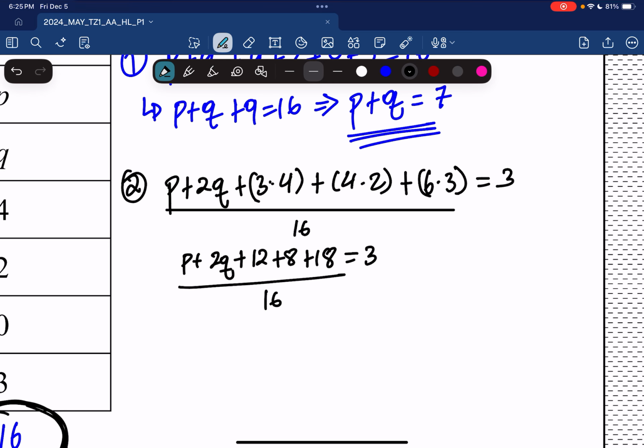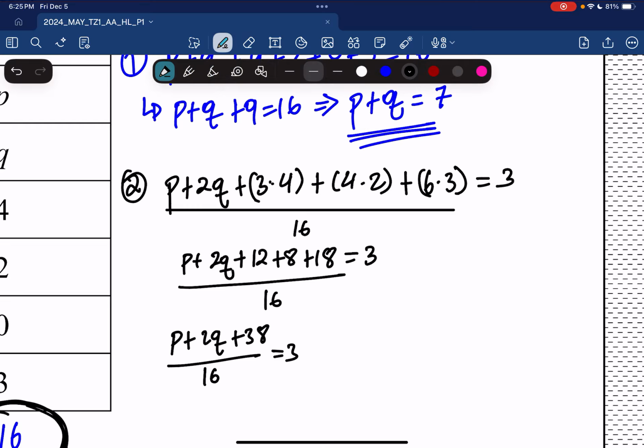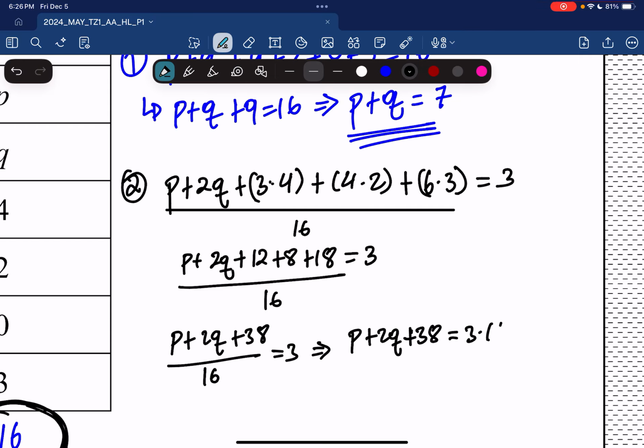Now, we can continue and add all of those together. So I have 12 plus 8 gives me 20. 20 plus 18 gives me 38. So I have P plus 2Q plus 38 divided by 16 is equal to 3. And I want to, once again, isolate P and Q because those are the ones that I am actually trying to find here. So I will multiply both sides by 16. So I end up with P plus 2Q plus 38 is equal to 3 times 16.